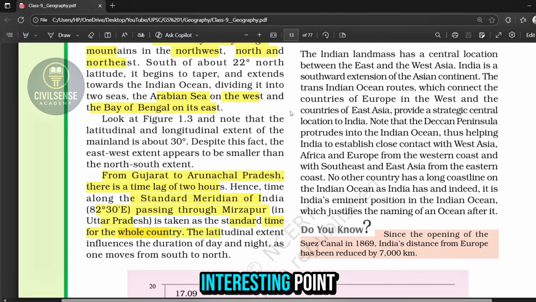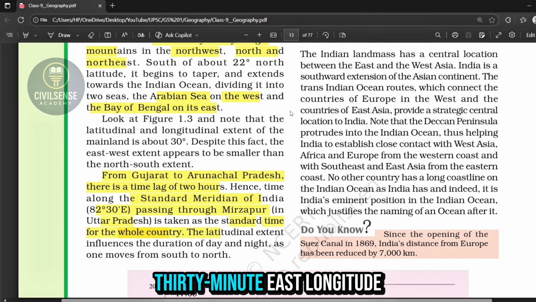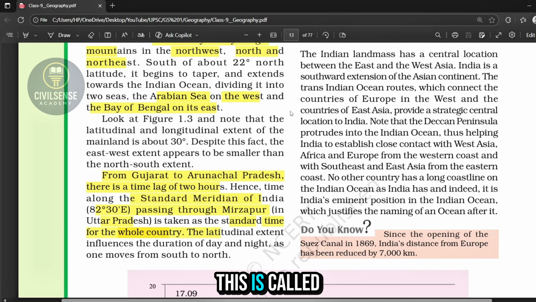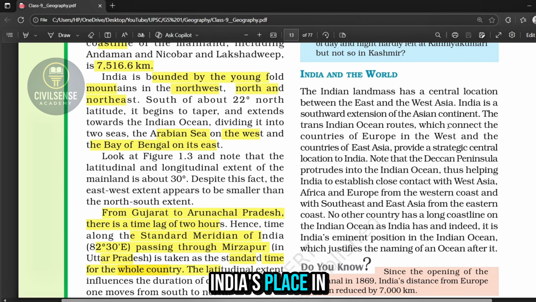Now here's an interesting point. From Gujarat in the west to Arunachal Pradesh in the east, there is a 2-hour time difference. But to avoid confusion, India follows a single standard time which is based on 82 degree 30 minute east longitude passing through Mirzapur in Uttar Pradesh. This is called the Indian Standard Time. Also because of the latitudinal extent, the length of the day and night slightly changes as we move from south to north. Now let's see India's place in the world.